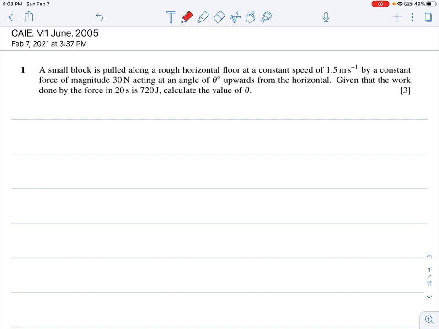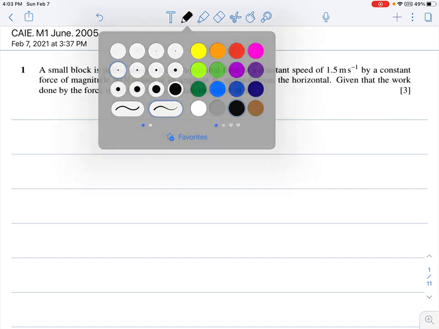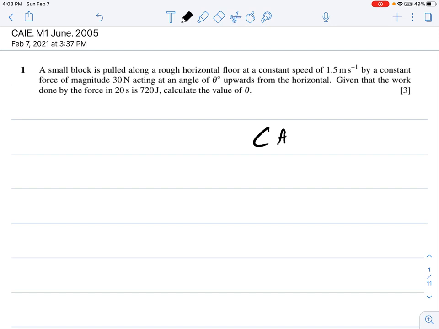So welcome. This is the CAIE June 2005 paper M1. All the 7 questions we are going to solve them. There are 7 questions in this one. So without wasting further time, let us start with the question.